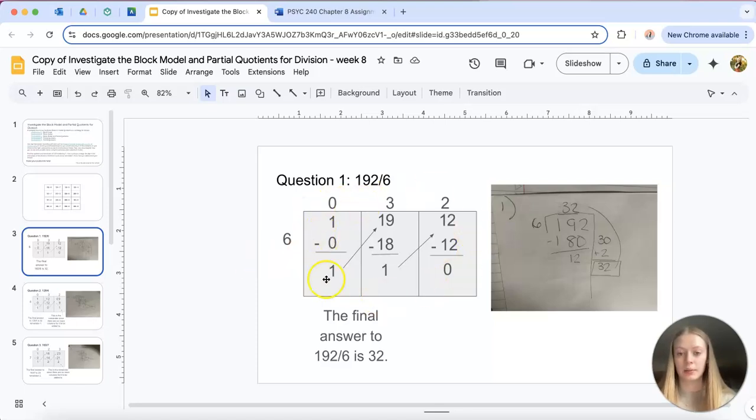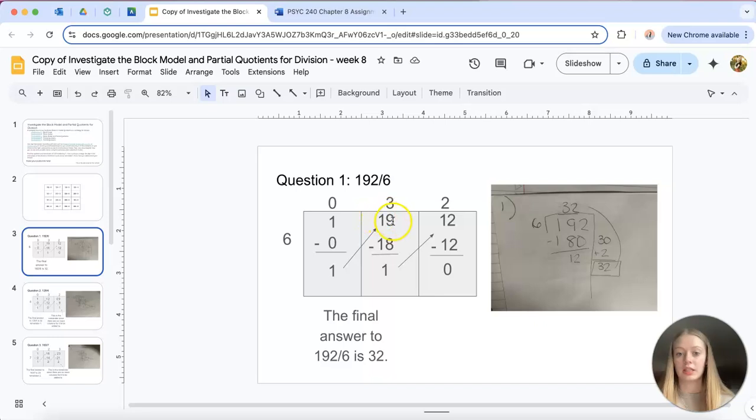So here's how I set it up with the block model. Just disregard this extra 1 and this extra 1 over here, but you just have 192. So I started by asking how many times does 6 go into 1? Well, it doesn't. So we put a 0 at the top. 0 times 6 is 0. Then we subtract 1 minus 0, we get 1. Then we must bring it over to the next column. So then the 9 becomes 19.